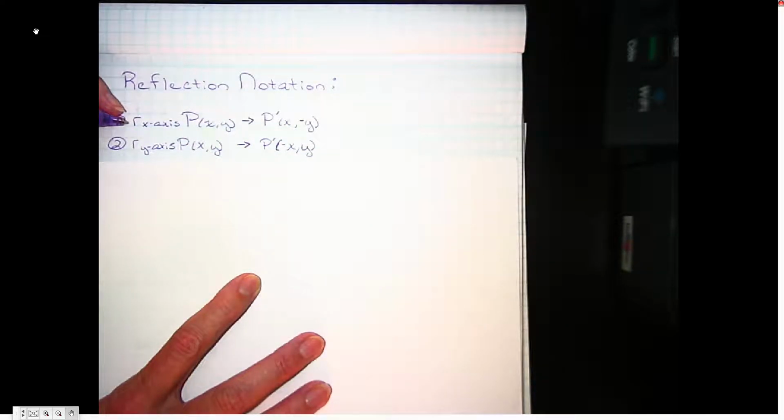Lowercase r means reflection. We're going to get to rotation next, and they use a capital R for that one, so you don't confuse reflection and rotation. Reflection is lowercase r, and rotation is a capital R. Okay, so you might see it that way.